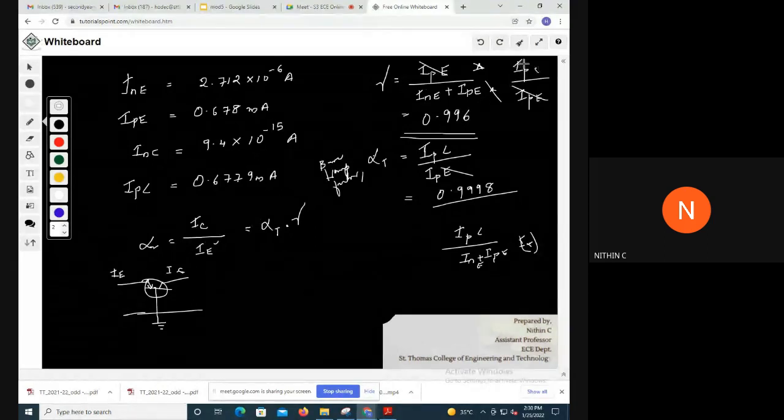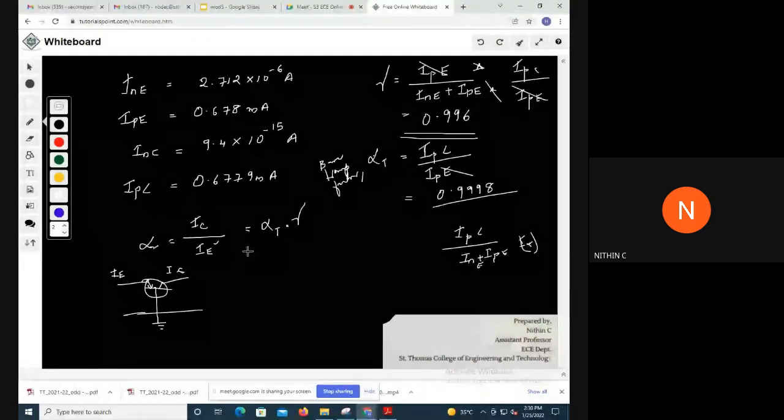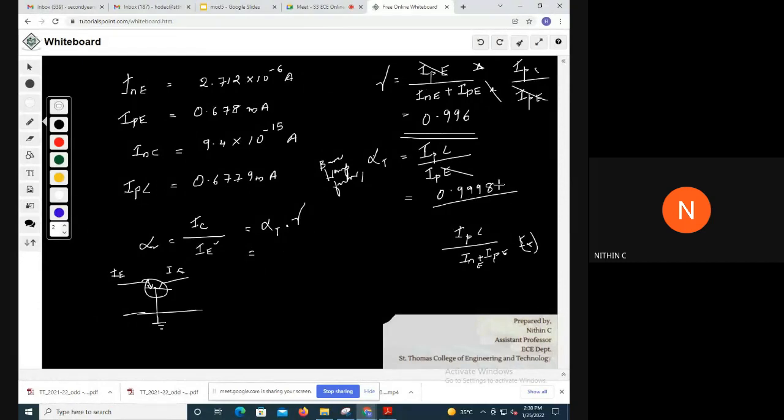And this IPC can be approximated as IC. There won't be much difference. IPC is approximately taken as IC itself. So you will get alpha directly when you multiply the base transport factor alpha T and the emitter injection efficiency gamma. So you need not do anything else. You just need to multiply this value with this value in order to get alpha. That is how it is explained here. Okay, if you didn't understand, you can write this. Okay, you multiply and just tell me the answer. 0.9998 multiplied by 0.996.